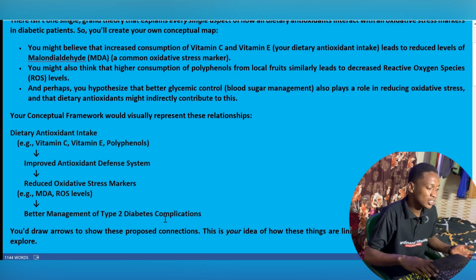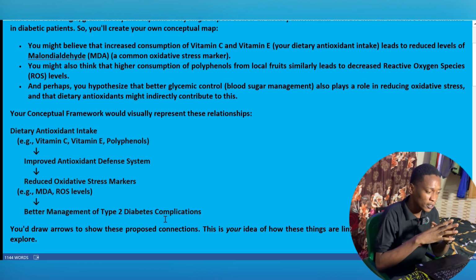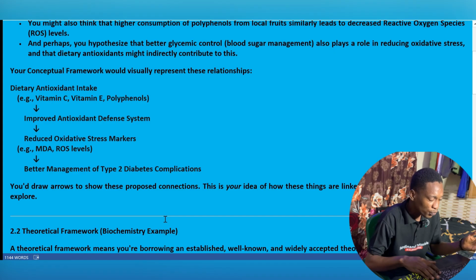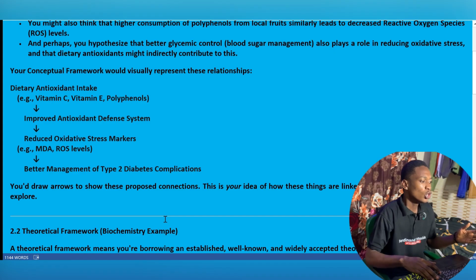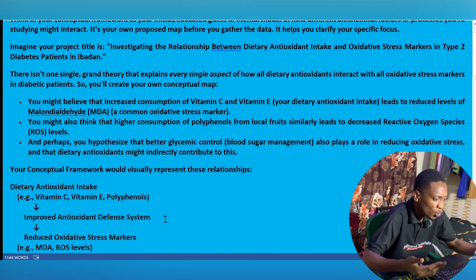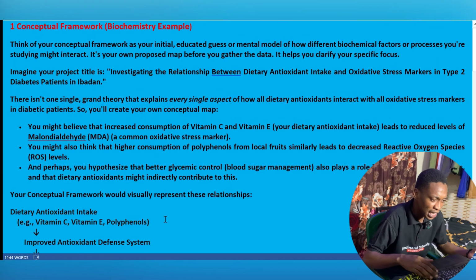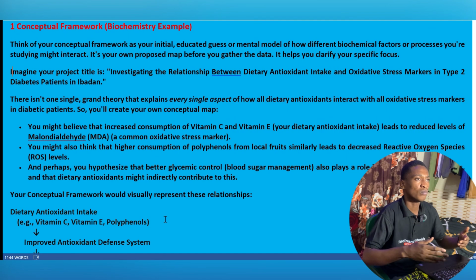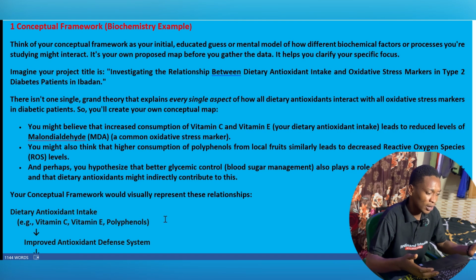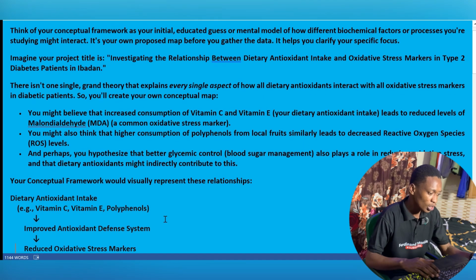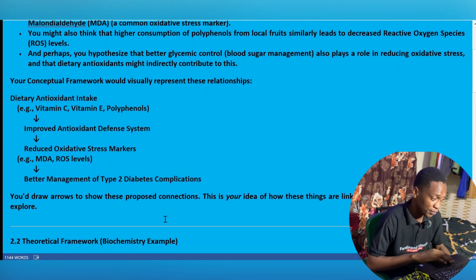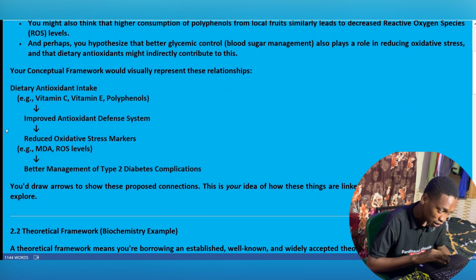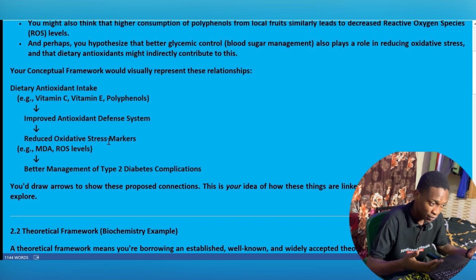We've actually summarized your topic in a conceptual framework. In a conceptual framework, what we are looking at is you thinking of a conceptual idea, an educated guess, a mental model of how your topic must look. That's what a conceptual framework is all about. So if you've done this, you use arrows to represent your different conceptual ideas.